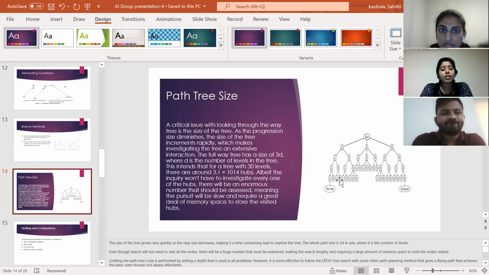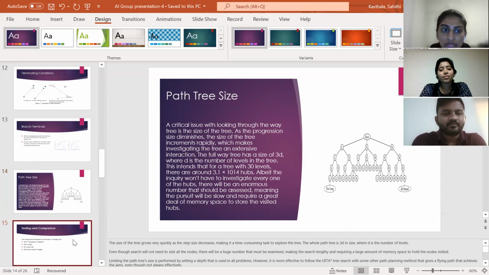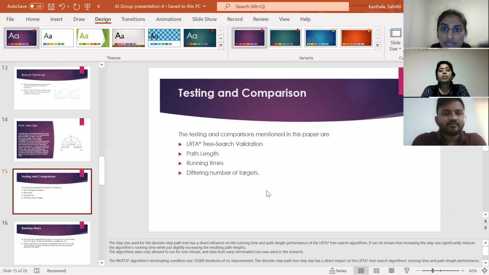The next one is the testing and the comparison. The testing and comparison mentioned in this paper are LRTA tree search validation, path length, and running times for different numbers of targets. As we have seen in the previous slides, there are different numbers of targets, like target 1 to target 3, where the initial point and the final point are taken. We have to reach the final destination from the initial one in the shortest way. The NLRTA algorithm's terminating condition is less than 1 minute, and data from each terminated run was used in this research.